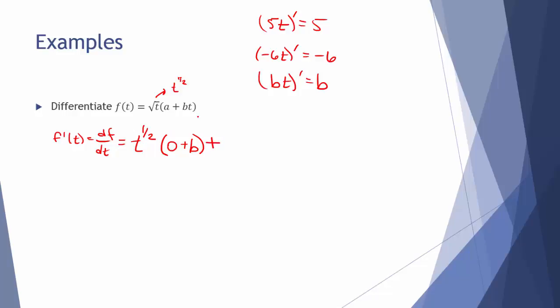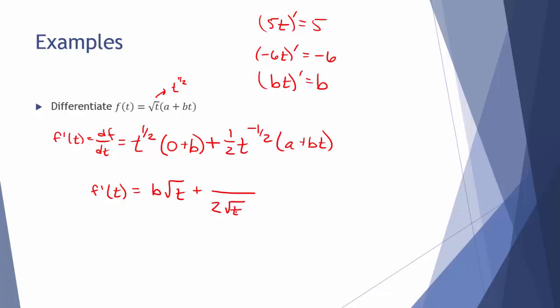Plus, I need the derivative of t to the 1/2, so that's 1/2 t to the negative 1/2 times the second function, a plus bt. So if we clean that up just a little bit, that tells me that the derivative of f at t is b times the square root of t plus the t to the negative 1/2 will move down to the denominator along with the 2. So you'll have 2 and then t to the 1/2, but that's the same thing as the square root of t, with a plus bt in the numerator, and that's the derivative.